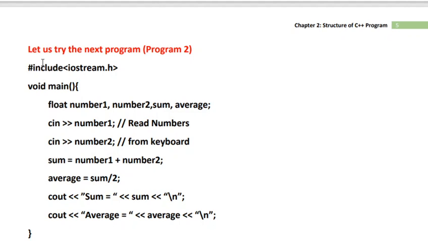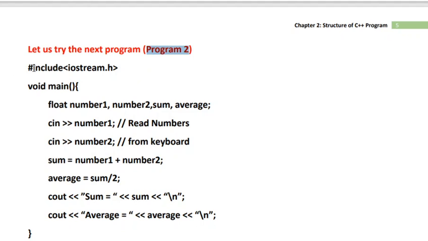So in today's class, we are going to take a few more examples of a C program and we will be trying to understand in much more detail the working of a C++ program. So let us try to understand program 2, right? Program 2 is a program that will add two numbers and find the average of two numbers.